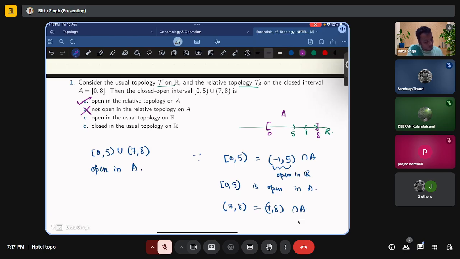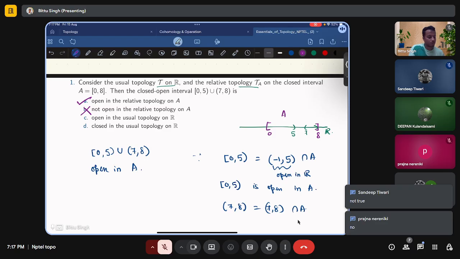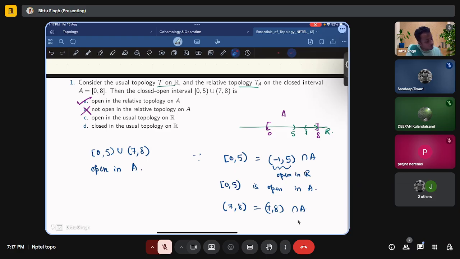Now what about option C? Is it open in the usual topology? Not true. Why not true? Because we can see that 0 has no neighborhood. Whatever neighborhood we take, it will be some minus epsilon comma epsilon. This open interval cannot be entirely contained in A. So this cannot be open.